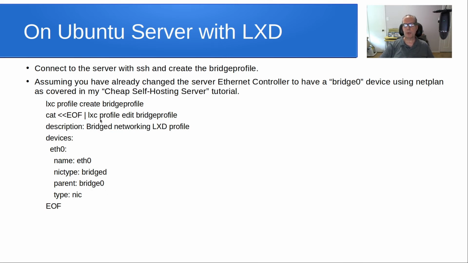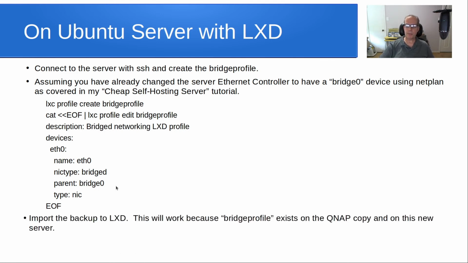But you see, since both containers, both the backup container and the original, are using bridgeprofile, it doesn't matter that this is different, because this is one value on the QNAP, but it's a different value down here on the Linux node that we're moving to. So then we want to import the backup to LXD. And again, this will work because bridgeprofile exists on the QNAP copy and it exists on this new server as well.